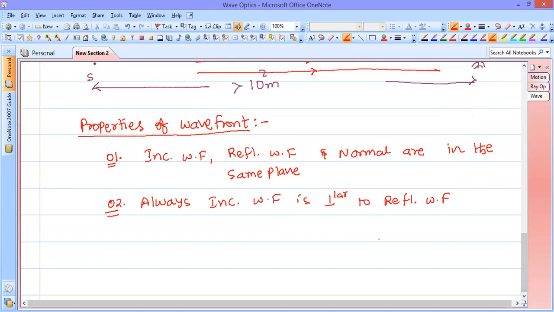Okay, now? Yes, sir. These two properties, remember: incident wavefront and reflected wavefront and normal lie in the same plane, and always incident wavefront is perpendicular to reflected wavefront. These two properties are useful in the topic where, by using Huygen's principle, we need to derive Snell's law. When the light ray is moving from denser to rarer, I need to prove that the refracted ray will be away from the normal. By using Huygen's principle, we need to explain the reflection and the refraction of light. In that topic, it is useful.